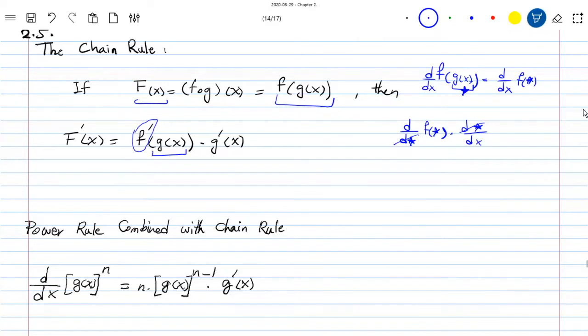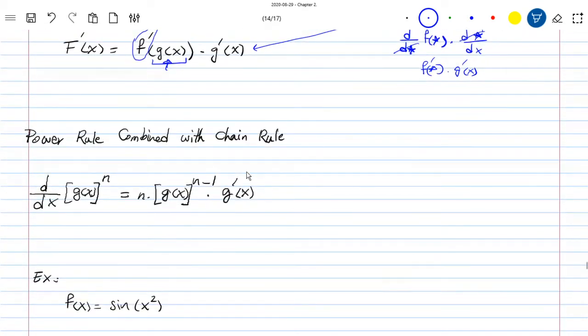And what is this star? This star is simply the g function. So what you have is f prime at star multiplied by g prime x. Okay, so here f prime at star, g prime x. This is just basically a hint of how the proof goes, but not really the proof.